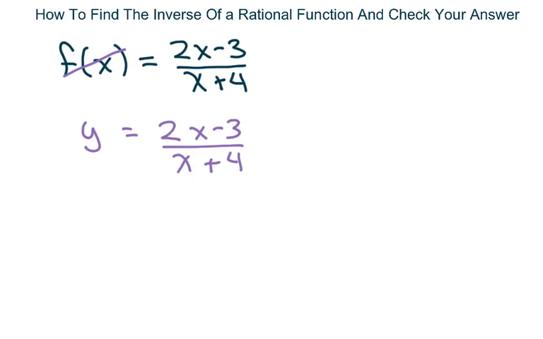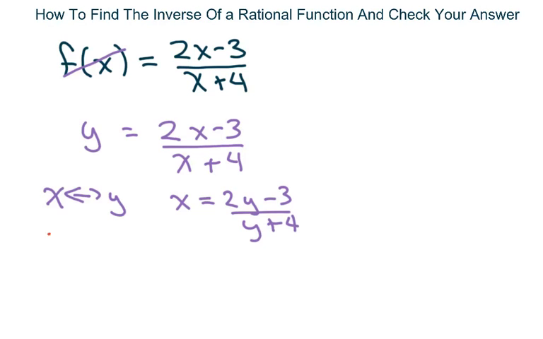And then what you do next is interchange the x and the y. So we're going to get x equals 2y minus 3 over y plus 4. Now at this stage, we're going to solve for y.